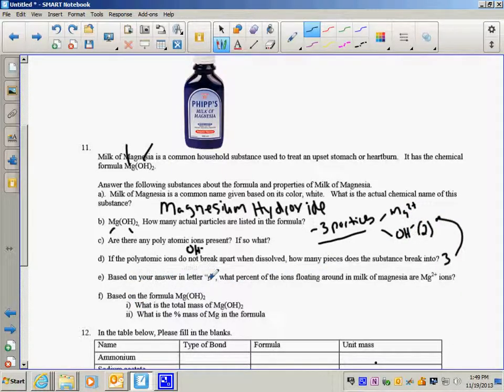Based on your answer in letter D, what percent of the ions floating around in magnesia are magnesium ions? All right, percent by number would be 1 divided by the total, which is 3. That would be 0.33 or 1/3.